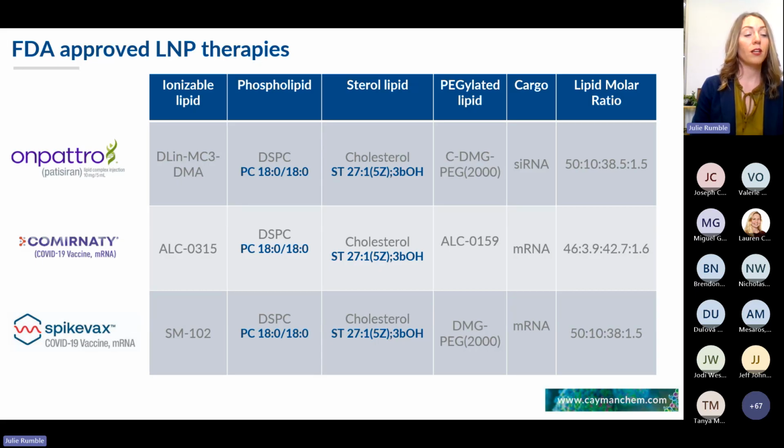The other 2 drugs are both antiviral vaccines fast-tracked in response to the COVID-19 pandemic. Comirnaty from BioNTech and Pfizer, and Spikevax from Moderna. There are a lot of similarities with these therapeutics. Firstly, all 3 use the same phospholipid, DSPC, and the same sterile lipid, cholesterol. All 3 deliver an RNA cargo, and they have a little different but similar lipid molar ratios. Where they differ is in the pegylated lipid and the ionizable lipid components.